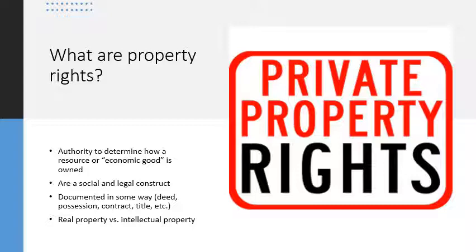There's often some documentation, especially on large assets. You might own the deed to your home, you might have title to your car, or in the case of machinery and equipment, you might just have some kind of contract or something that proves that you own this asset. So property rights can be divided into 2 broad categories. There's real property, like your house or your car, something like that. And then there's intellectual property.